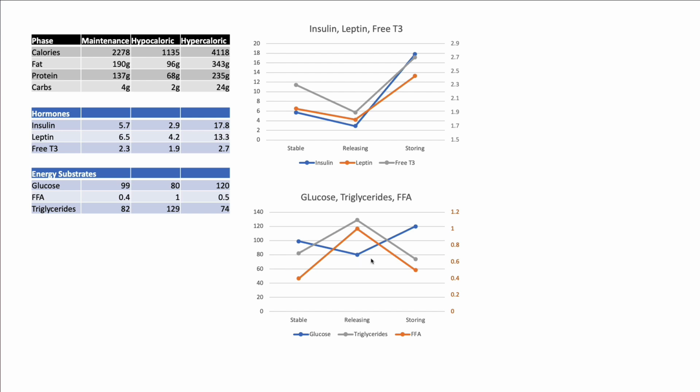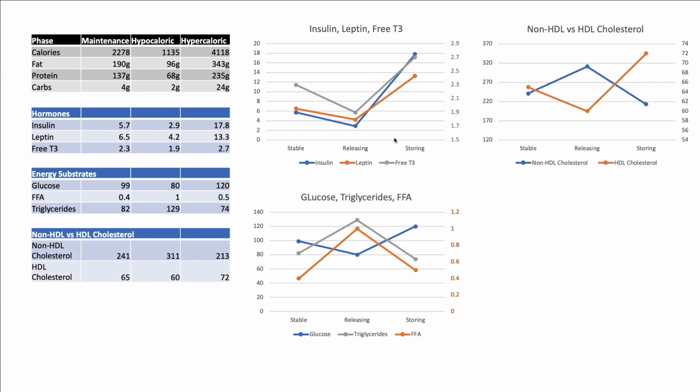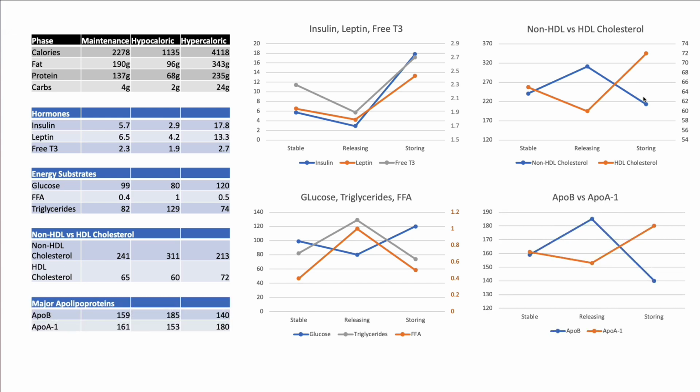Glucose is generally going down when I'm hypocaloric, up when I'm hypercaloric, whereas the free fatty acids and triglycerides flip with it. But now of more interest, let's look at non-HDL cholesterol, because of course this is cholesterol that's going to be found on ApoB species of lipoproteins, and HDL cholesterol. And it's this perfect inverse pattern when going from maintenance to hypo to hyper. And same exact thing with ApoB versus ApoA1. This is a direct count of those apolipoproteins, which perfectly match between the cholesterol content.